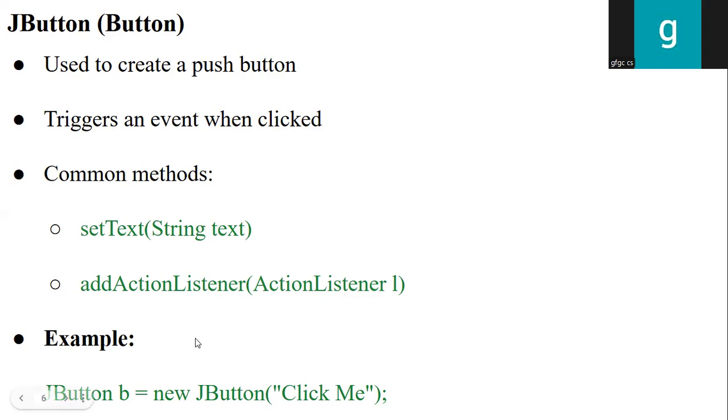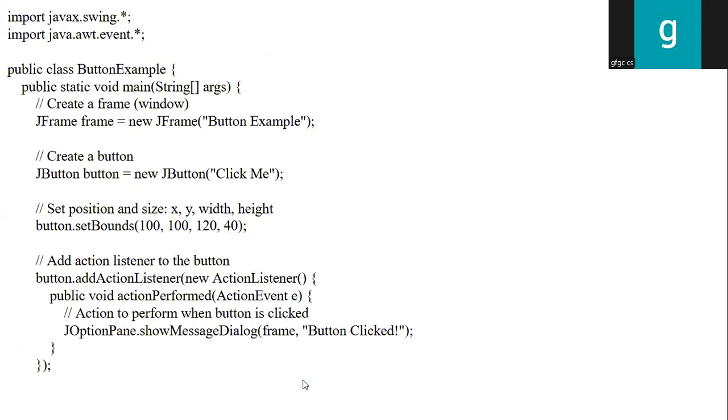When I want to take an action on that created button, I have to use the addActionListener method of that particular ActionEvent class or ActionListener interface. Here, example: JButton b = new JButton("Click me"). When I write this line, a button will be created named Click me. Here is the example. Here I have created one frame. There I have taken the button called JButton b = new JButton Click me. Then b.setBounds. I want to take the action on the button, where we have learned event handling.